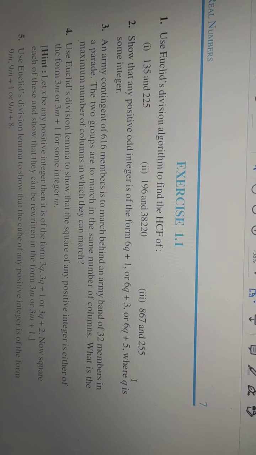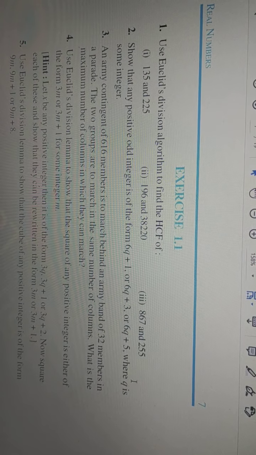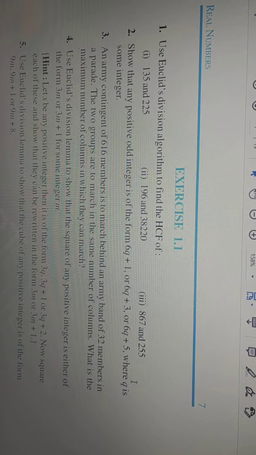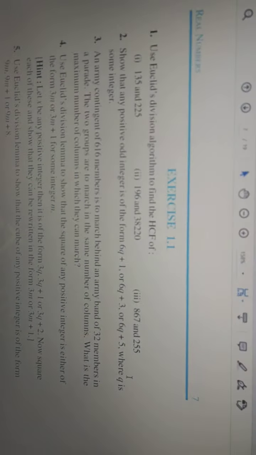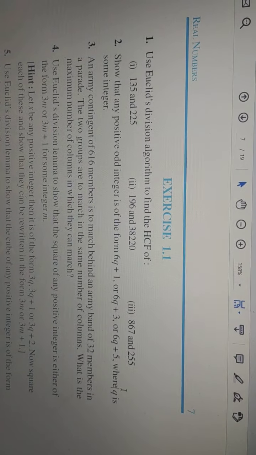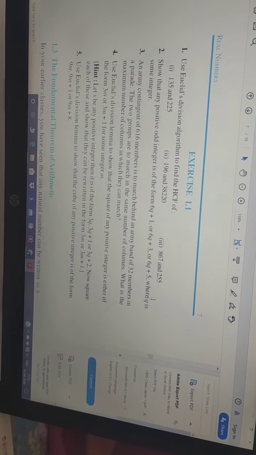integer. So bacha, whenever you come across these type of questions like 6q plus 1, 4q plus 3, 2q plus 1, meaning in this form, obviously it is the greatest hint for you that you are supposed to use Euclid division algorithm or lemma, whatever you can say. So we are going to solve this question. See what you will say.